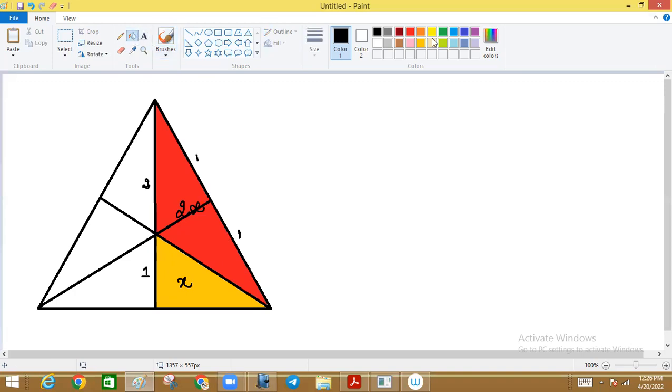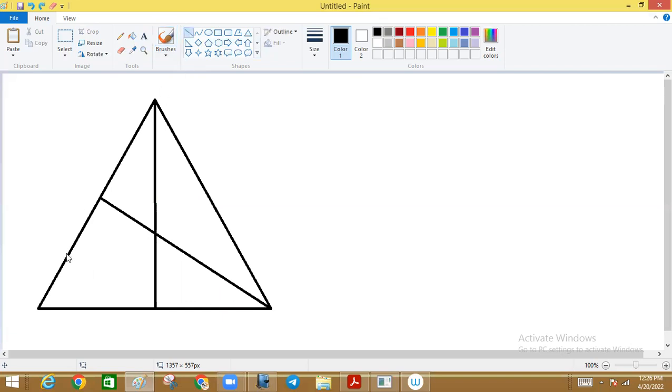Now you tell me, what is the ratio of pink to red? Their bases are 1:1, therefore their areas are equal. So if this one is X, and the other is 2x, this one is also X. Understand my point? So how many triangles are formed here? 6 triangles are formed. All 6 triangles have equal area.